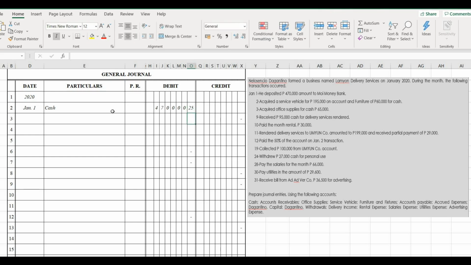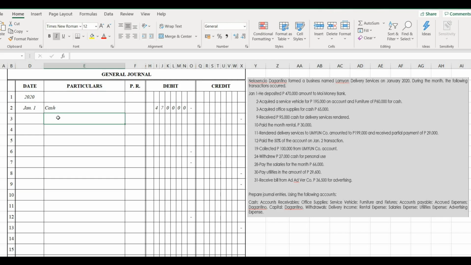For example, that's 25 cents. Nasulat mo yan dyan. So, in this case, wala naman. So, i-dash lang natin. Now, that's the debit side. So, for the credit side, sabi natin, affected yung Dagantino capital. So, here, take note that since this is a credit na account, we have to indent the account title or the account that is credited. So, in this case, you have to indent si Dagantino capital.